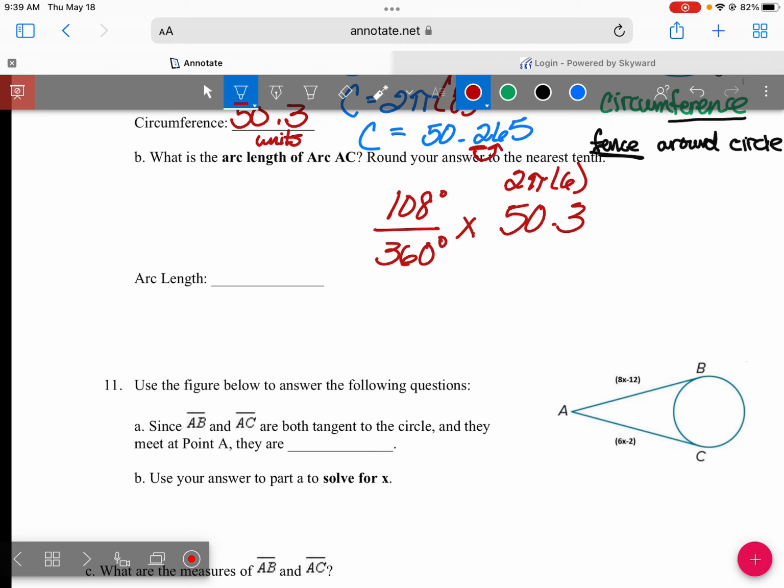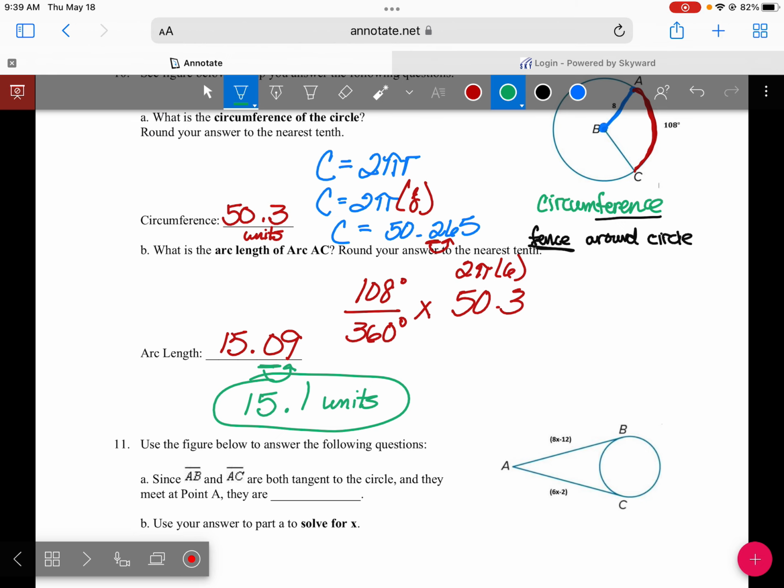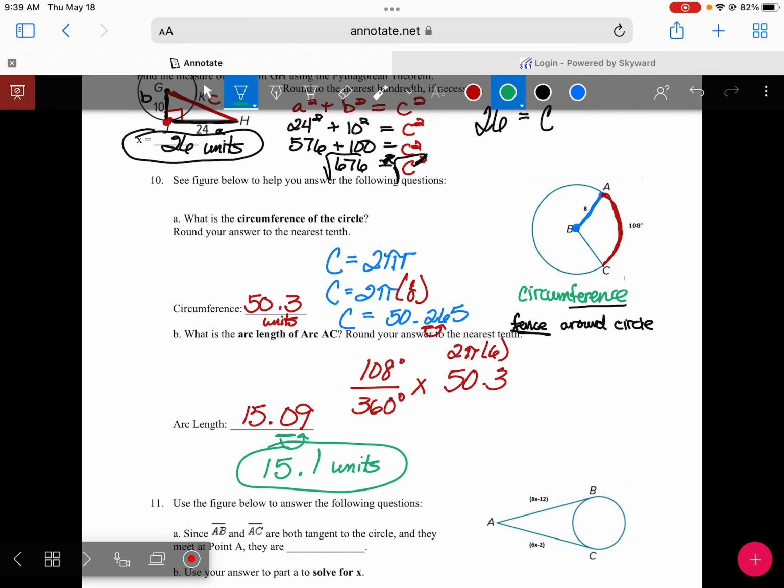So it's obviously going to be less. 15.09. It says round to the nearest tenth. The 0 is in the tenth place. Look next door, 5 or more, it's going to go up. So that is 15.1 units in length.